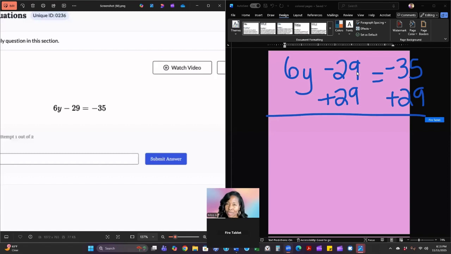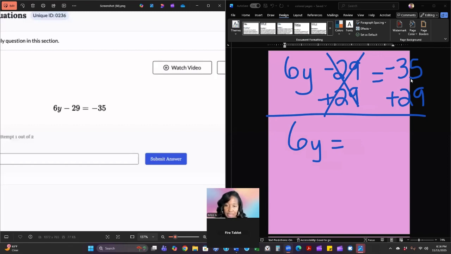I'm going to draw a line right there just to show that was our first step. So what happens here, the negative 29 and the positive 29, they cancel because they're exact opposites of each other. Then I'm just going to bring down my 6y and bring down my equal sign. So now I have negative 35 and positive 29.